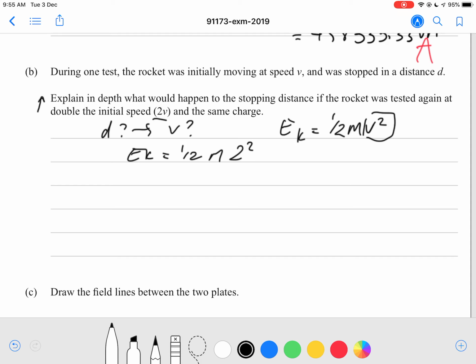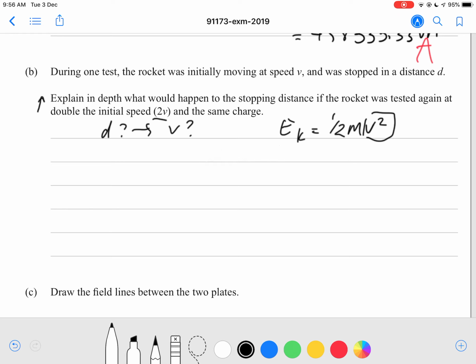And 2 squared is 4. So basically, EK will increase by 4 times, not 2 times. So if we said, let's say that the rocket was tested again with triple the initial speed, it will just become EK equals half times 3 squared this time. So this time the EK will increase by a factor of 9.